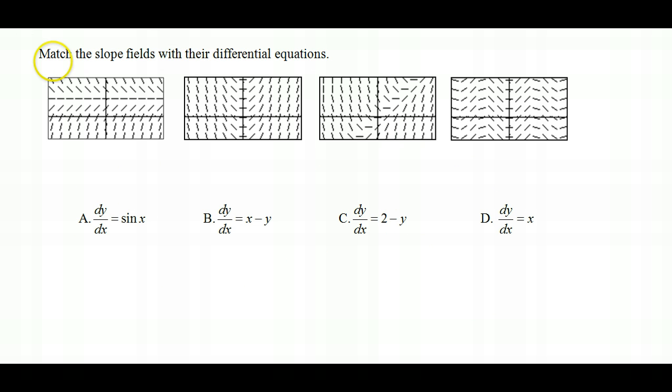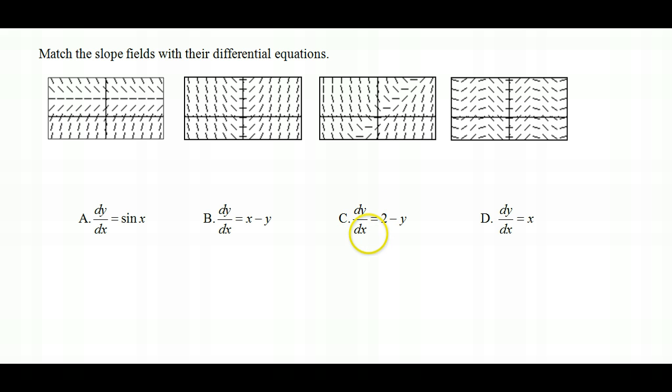Alright, match the slope fields with their differential equations. So here are 4 slope fields and 4 differential equations. Let's take a look at the differential equations. A: dy/dx equals sine x. So there's only one variable involved here, x. And the second one, B, I have dy/dx equals x minus y. So 2 variables in part B.